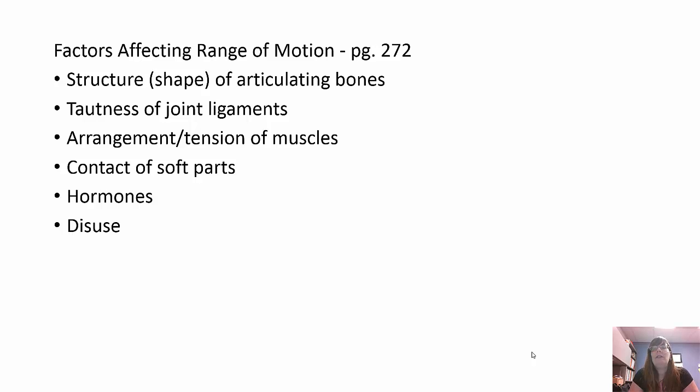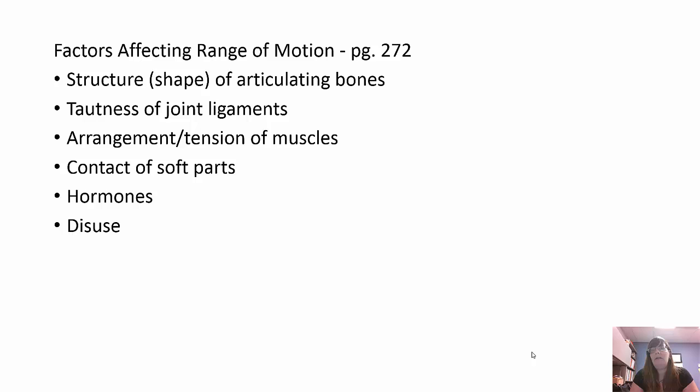The arrangement and the tension of the muscles. So again, it's how flexible you are, how the muscles are arranged, if they're parallel or circular or whatever. Contact of soft parts. So if you have any soft parts there, you may have less range of motion. It just really depends. Hormones.